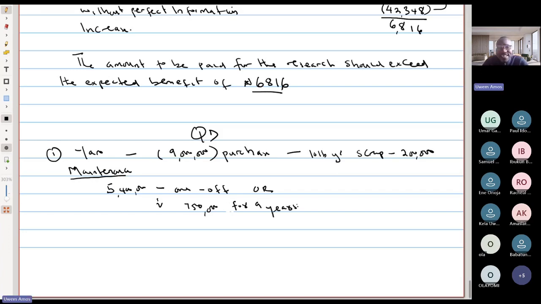Okay, so the first decision we want to make with regards to Yaro, before we even compare Yaro to Tony, is on the maintenance. Do we pay the 5.4 million for maintenance one off, or do we pay 750,000 every year for 9 years? So that is the first decision we have to make before we even calculate what the benefit is for Yaro. So which of them?